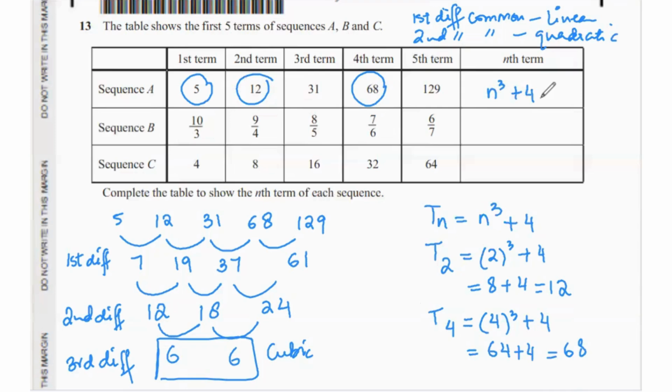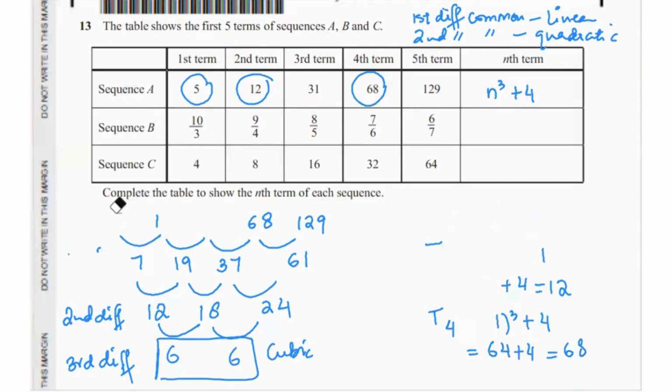So for this, just remember you can start with n squared if it's a quadratic, and if it's cubic, you can start with n cubed. And then you can just put in the first term, second term, third term, and see how you can change your nth term to create the right formula that would give us the terms in the sequences.